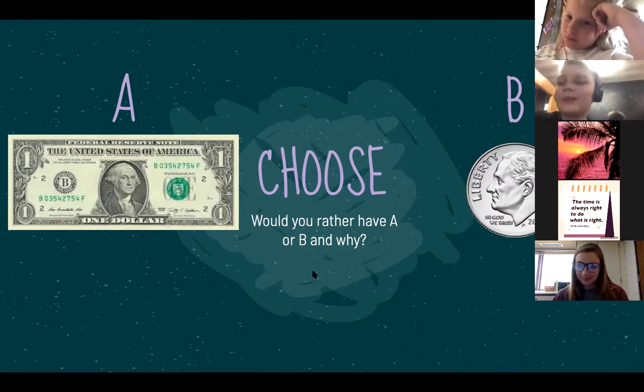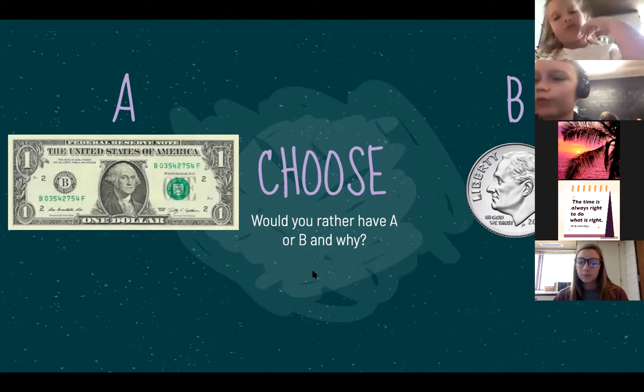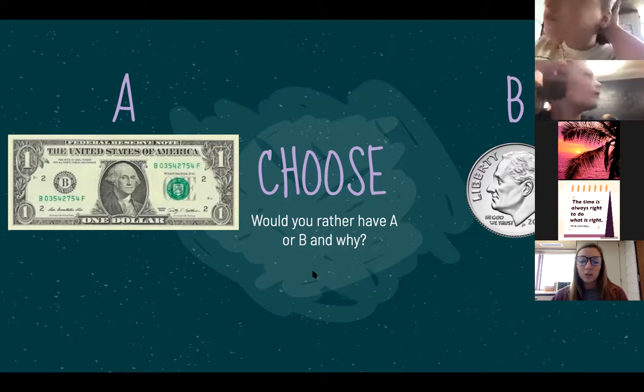I would choose B, and why is because I would rather have more coins than money, because money is paper, so it'll be able to rip easily. So if I have coins, it won't rip. Oh, okay, so you think the coins will keep better. All right, that's good to know.